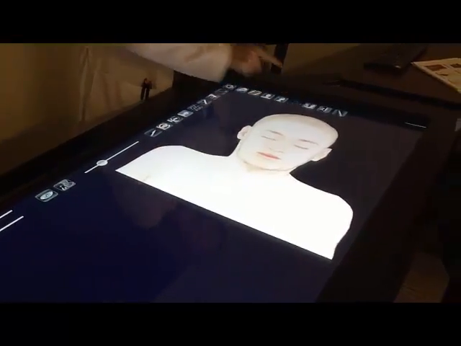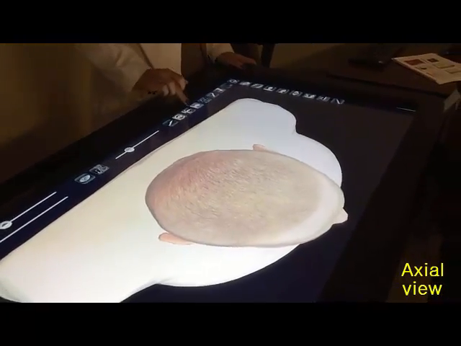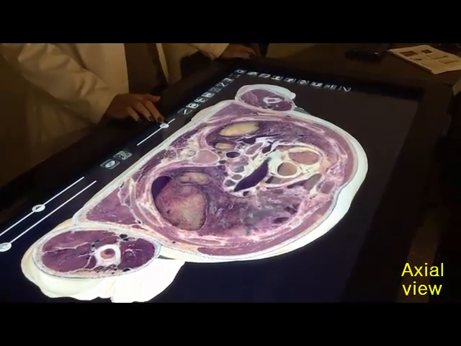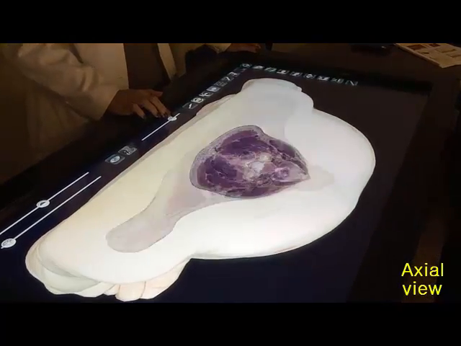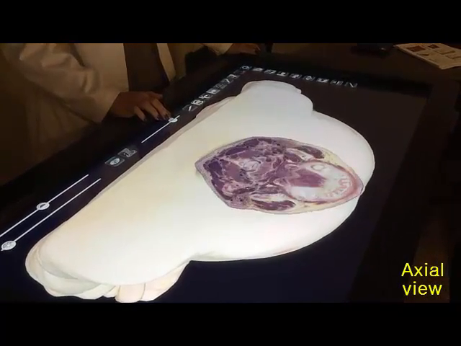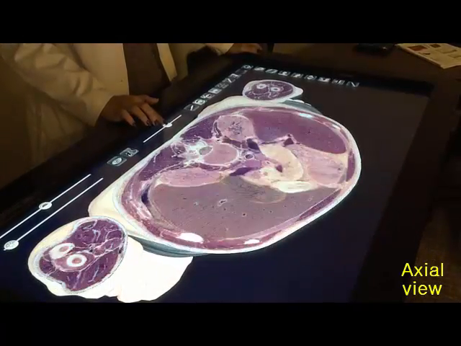Axial slice. We can do that, and then we can scroll through looking at axial views too, starting at the very top of his head and then scrolling all the way down to his toes.